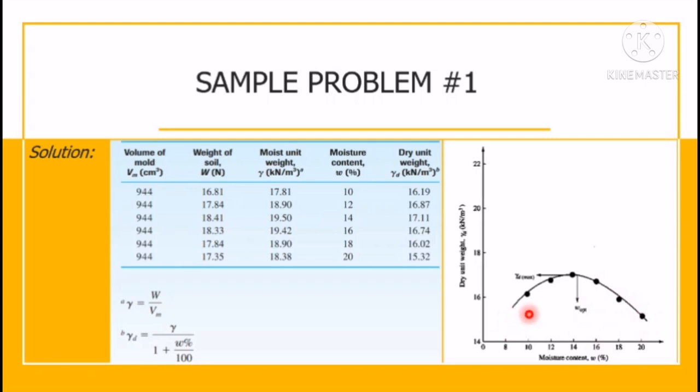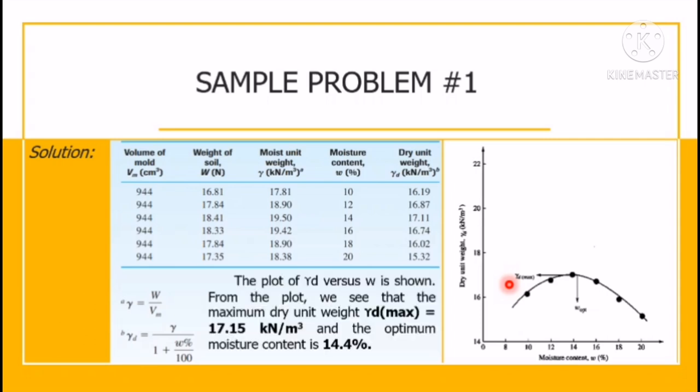So kapag naplot na natin itong points na to, magdo-drawing tayo ng curve. At pag nakuha na natin yung curve, kukunin natin yung pinakamataas doon at kung ano yung moisture content na lumabas dito at yung maximum dry unit weight, that would be the optimum moisture content and the maximum dry unit weight. So, from the graph, the plot of unit weight dry versus moisture content is shown. So, from the plot, we see that the maximum dry unit weight is equal to 17.15 and the optimum moisture content is 14.4%.